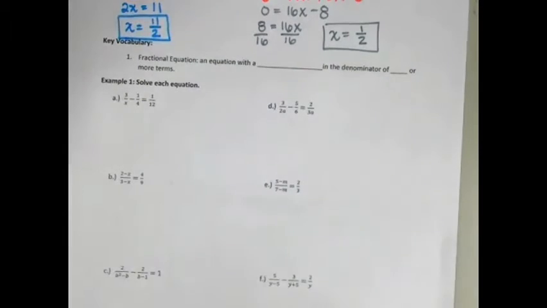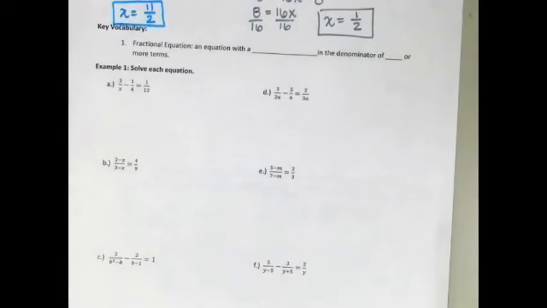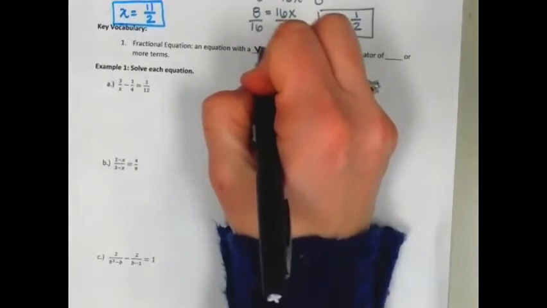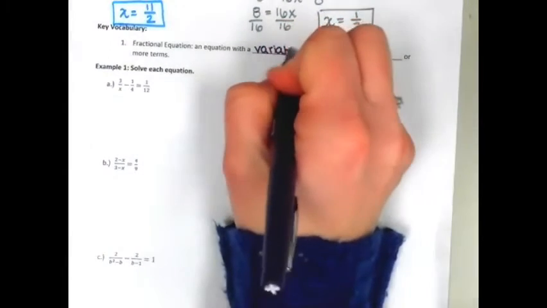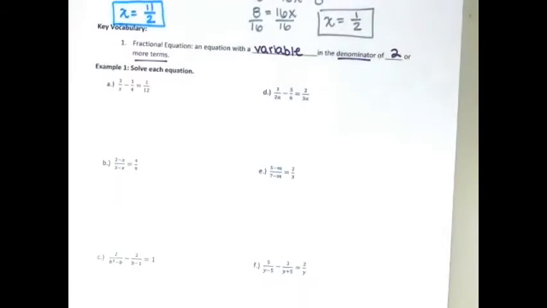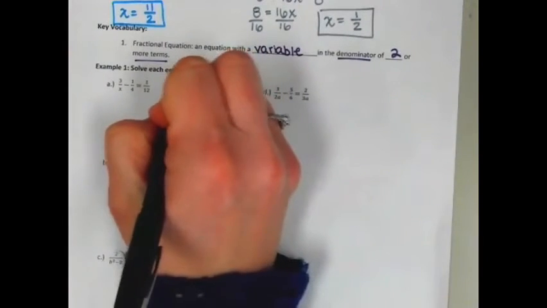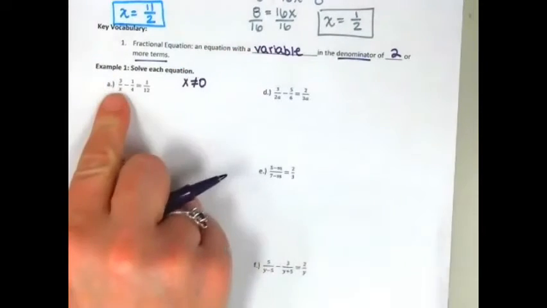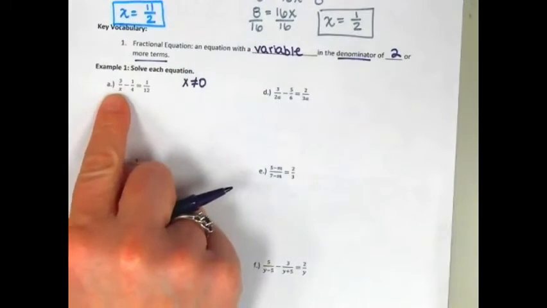A fractional equation is an equation with a variable in the denominator of 2 or more terms. If I look at this real quick again, what can't x be in a? x can't equal 0. Why? Because that would give 0 in my denominator for that first fraction. Are you okay with that?